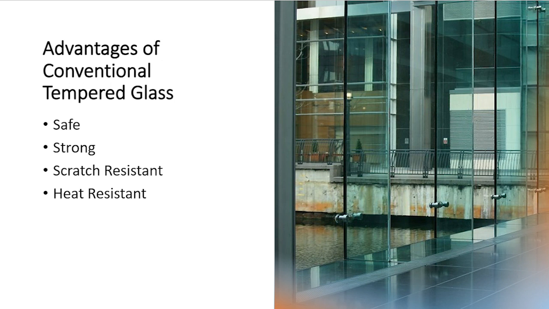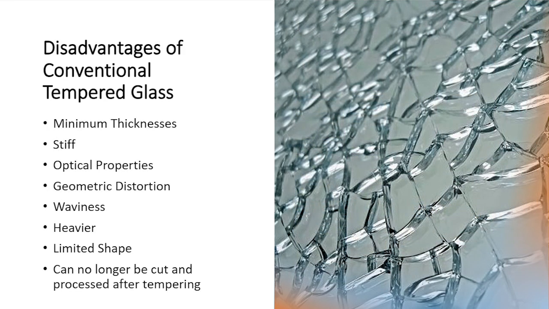Conventional tempered glass is also scratch resistant. This means that the glass stays flawless and clear for a long time. Unlike regular glass, which breaks at high temperatures, tempered glass can withstand them. Although tempered glass has several great qualities, it comes with many disadvantages as well.